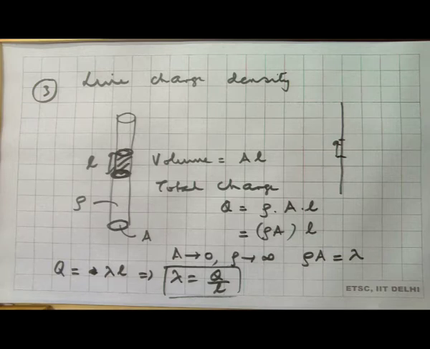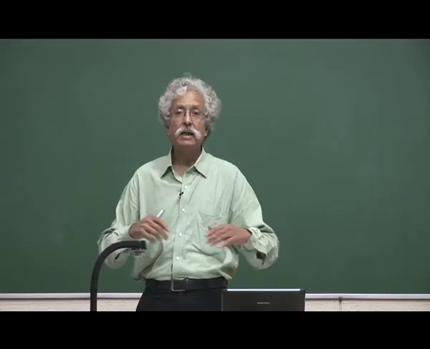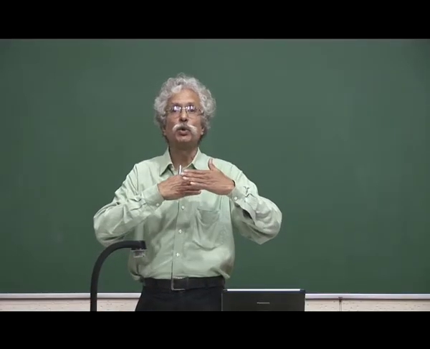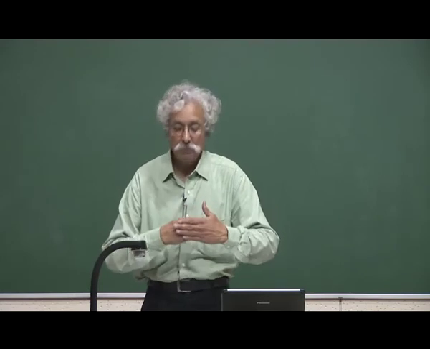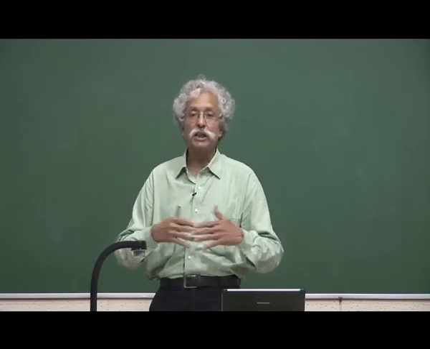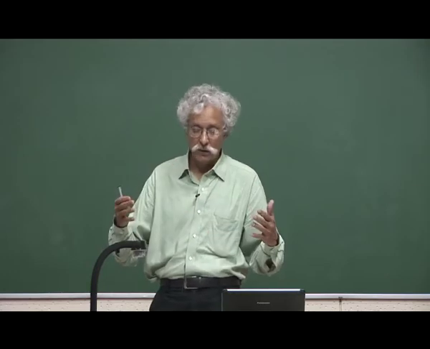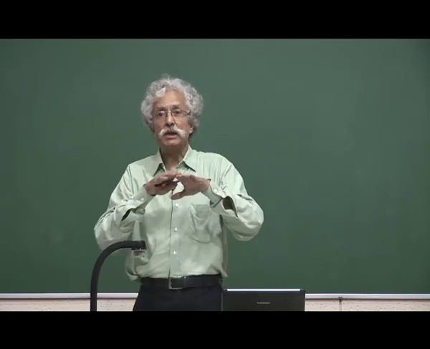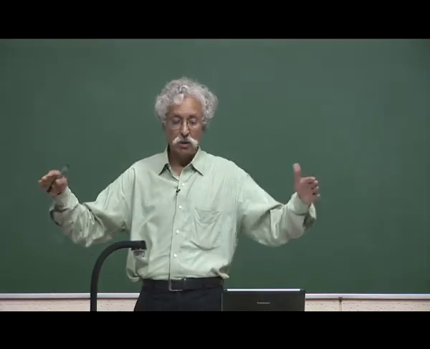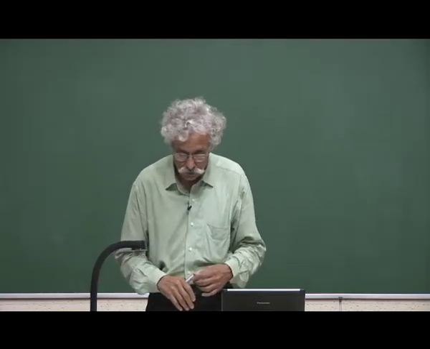So, what I have done is I have shown you that starting from volume charge density, I can define a surface charge density by having a certain thin sheet, and allowing the thickness of the sheet to go to 0, at the same time letting the volume charge density go to infinity, with the result that I land up with a single sheet of charge, which is called surface charge density, which is called sigma.